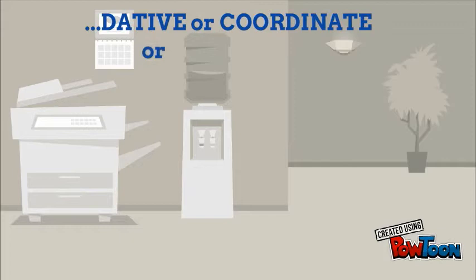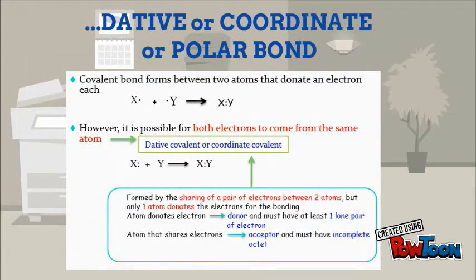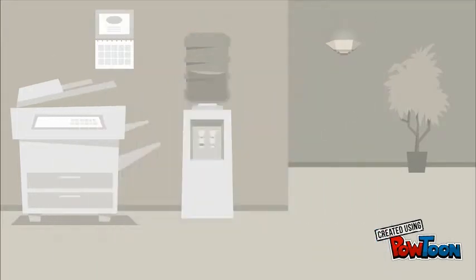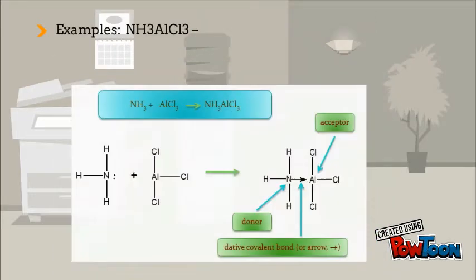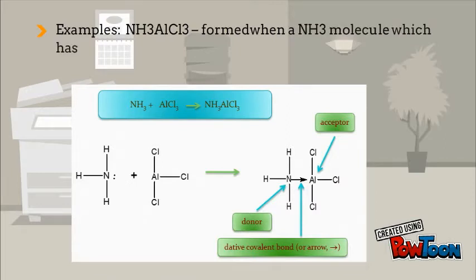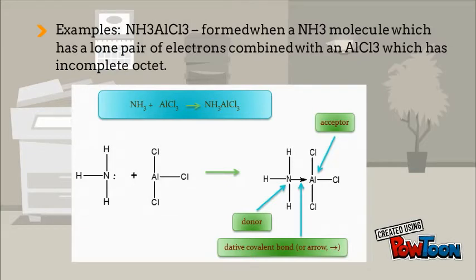Continue from dative or coordinate or polar bond. Example: NH3AlCl3, formed when an NH3 molecule, which has a lone pair of electrons, combines with an AlCl3, which has an incomplete octet. Refer to the image below.